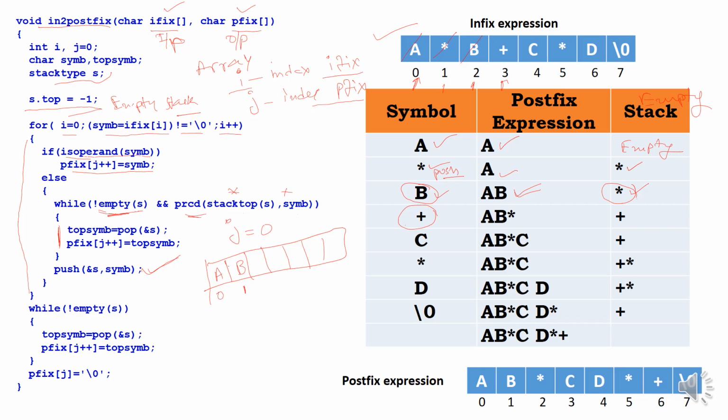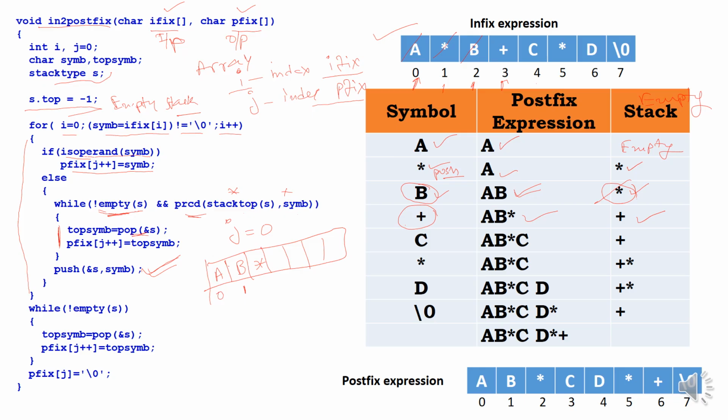The top symbol is popped from the stack and added to the postfix expression. Then push the symbol onto the stack. Plus is pushed onto the stack. A into B is your postfix expression and plus is pushed into the stack. Then again I is increased by 1.